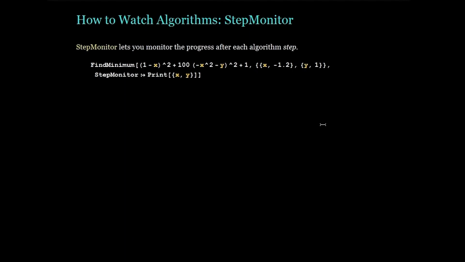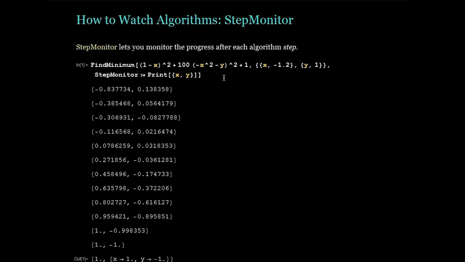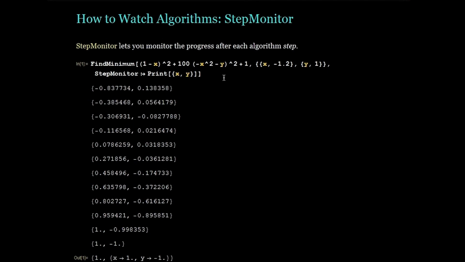Whereas EvaluationMonitor catches each numerical evaluation of the operand, StepMonitor triggers at each step of the underlying method, which is usually less often. StepMonitor is a good choice for getting a bird's eye view of functions like FindMinimum and NDSolve that operate in distinct steps. In this example, you can see the convergence of a two-dimensional minimization to the local minimum at x equals 1, y equals -1.